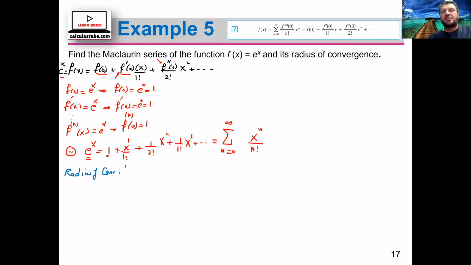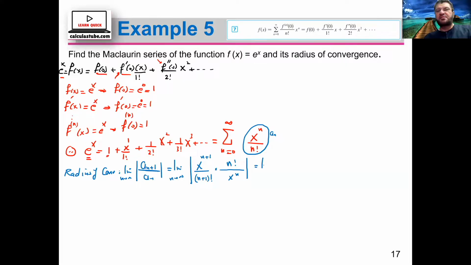We take the limit of a n plus 1 over a n as n goes to infinity, which is equal to the limit as n goes to infinity of what? A n plus 1. This, by the way, is our a n. That's our a n. Replace it with n plus 1. So you have x to the n plus 1 over n plus 1 factorial, divided by a n. I'm going to say times the reciprocal of that, which is n factorial over x to the n.